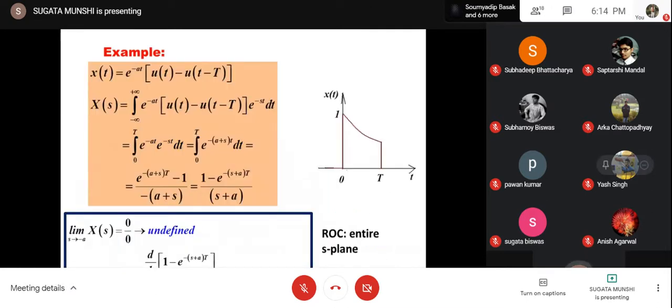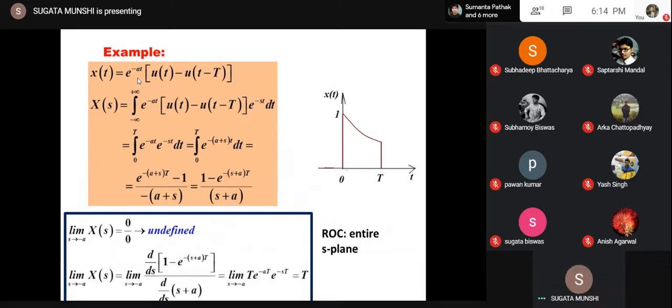Consider another example, a time truncated everlasting exponential signal. Here I am considering that a is greater than 0. I haven't written it down, but consider a greater than 0. But it's truncated in time. So prior to t equal to 0, that signal x(t) is 0. From t equal to 0 to capital T, it is exponentially decaying, and after capital T, it comes down to 0, and continues to be at 0 up to t equal to infinity.